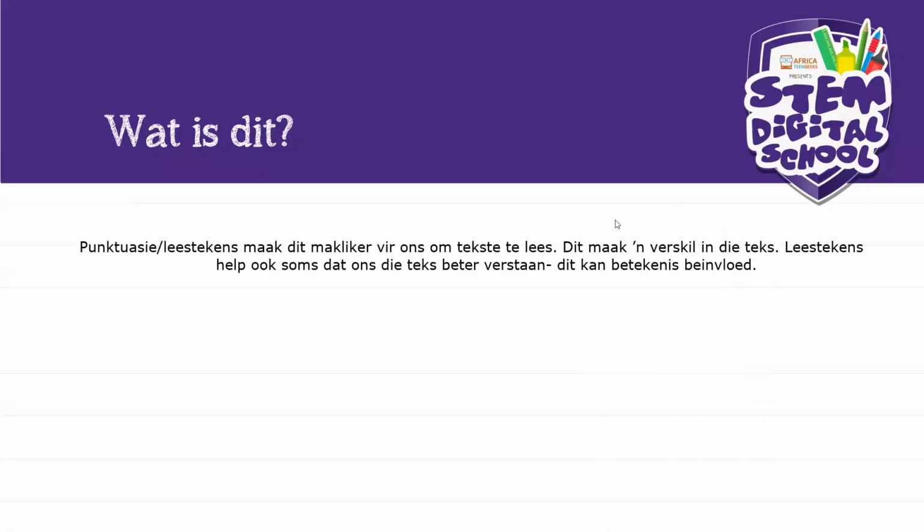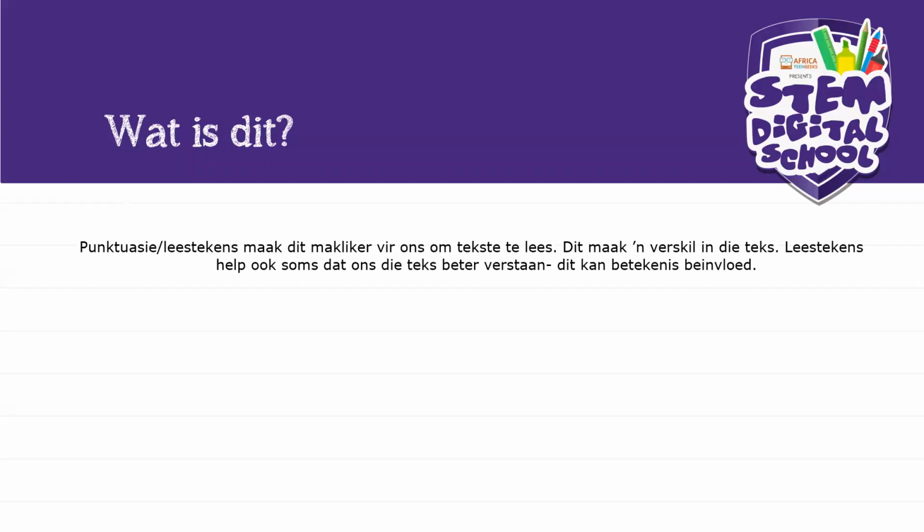And the first thing that you should know here is that punctuasie of leestekens maak dit makliker vir ons om tekste te lees. So it makes it easy for us to read a text, which is quite obvious, guys. If we've got a text and it has got no punctuation in, for instance, no full stops and no commas and nothing, then that text would be understandable in a way, and it would also be annoying to read it, and if you're really reading it with concentration, you might just faint because you will never have a breathing moment there.